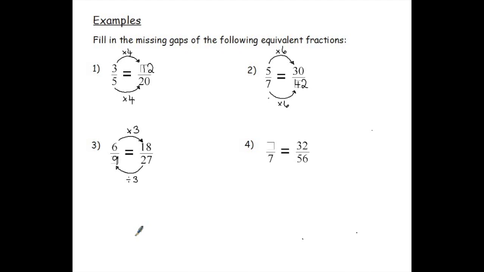Last one then. So something over 7 equals 32 over 56. So both of our denominators are given to us, so we need to compare these. So 7 times what has given us 56? Well, 7 times 8 is 56. So then we've got something times 8 is 32. So this time we've got the 32 and we want to work backwards. So we want to do 32 divided by 8. Well, 8 fits into 32 4 times.